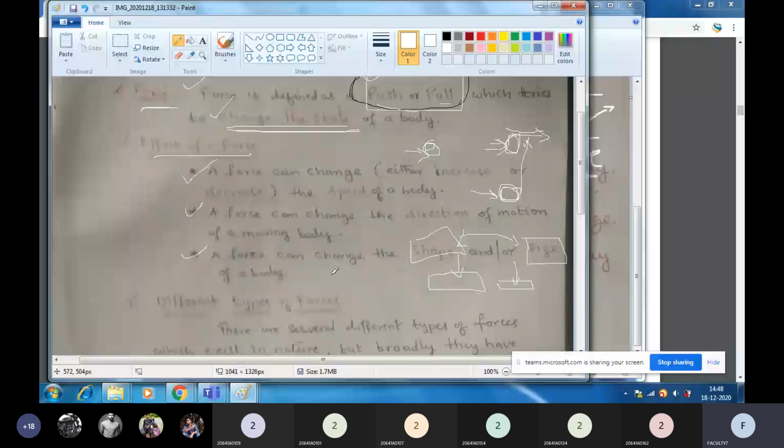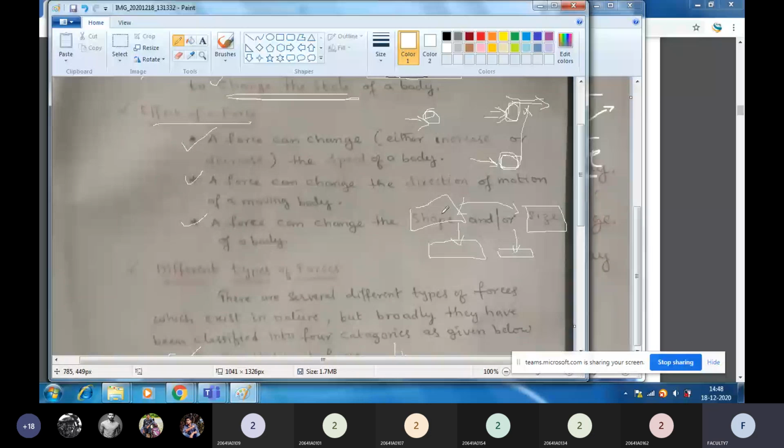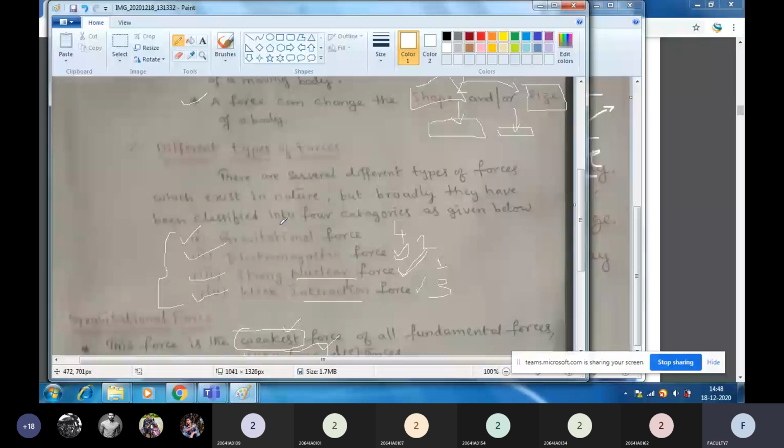Okay, that is regarding the introductory part of the force. Now the next point what we had seen, there are different types of forces. Entire forces are classified into 4 types. We call these the fundamental forces in nature. And what are those 4 forces? Gravitational force, electromagnetic force, strong nuclear force, weak nuclear force or weak interaction force.